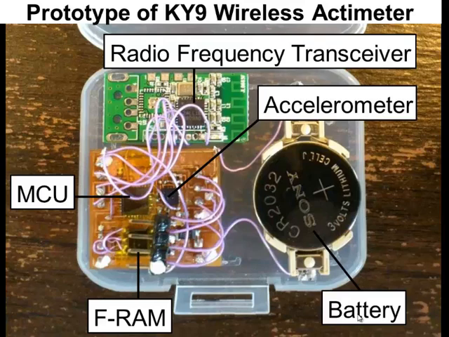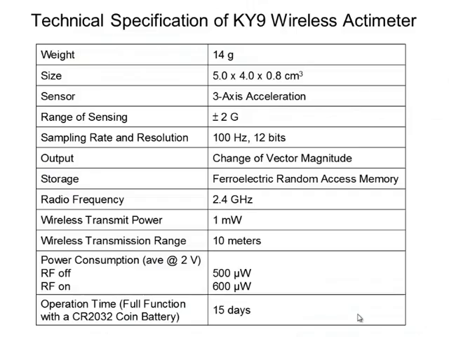This is a microcontroller. This is the RAM and accelerometer here. This is an RF transceiver. This is the real spec of the device. It weighs around 14 grams, and it can detect 3-axis acceleration with a sampling rate of 100 Hertz. It can last for 15 days.